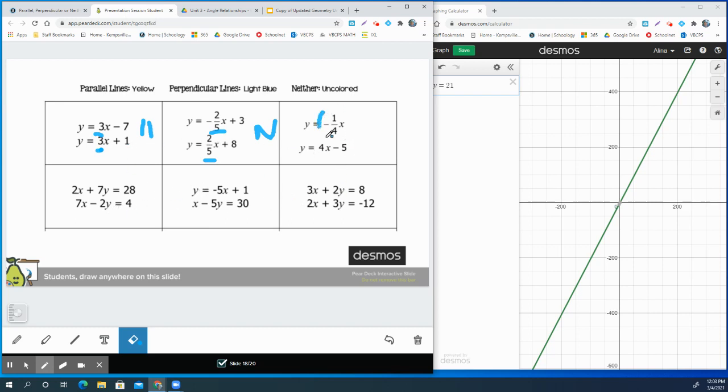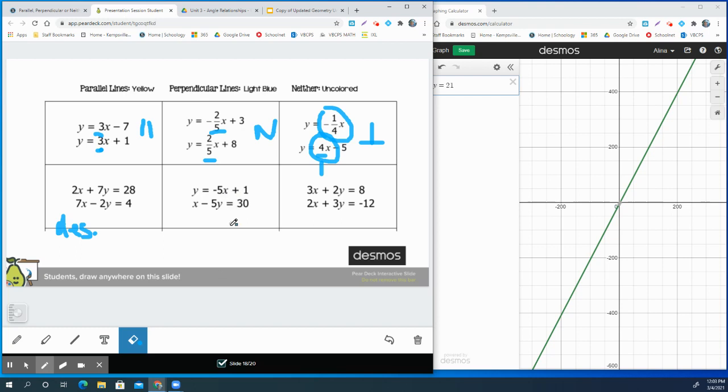What about this? If I've got the negative 1/4 and the 4, are those parallel, perpendicular, or neither? Perpendicular, why? Because they're opposite of each other. I've got one positive, one negative, one 1/4, and one 4 over 1. There's an invisible 1 right there. This one is where you're going to have to put it in Desmos. Okay, so put that into Desmos and see what you get.